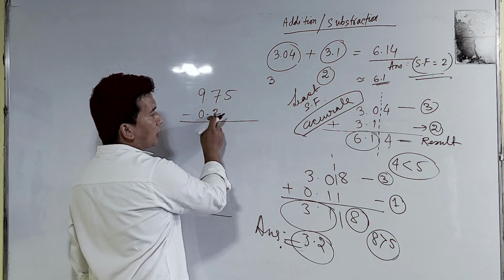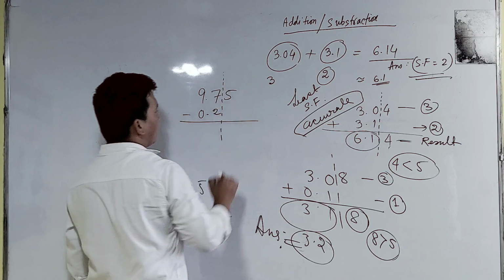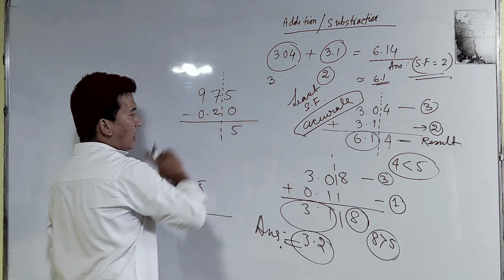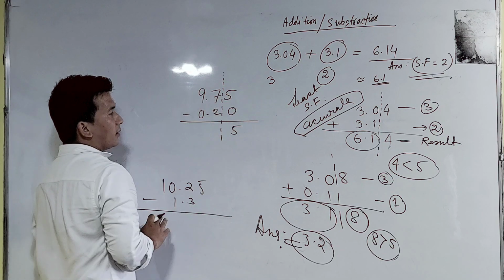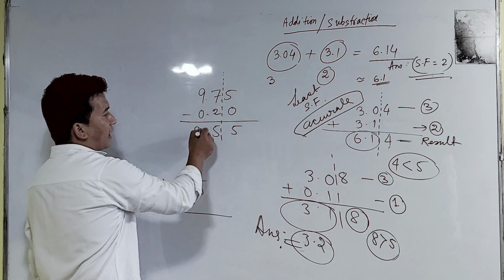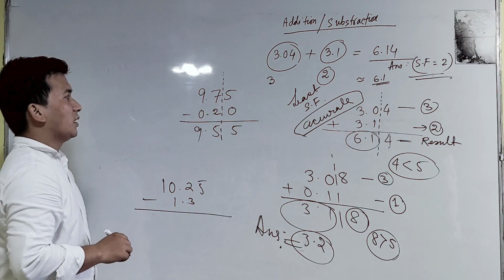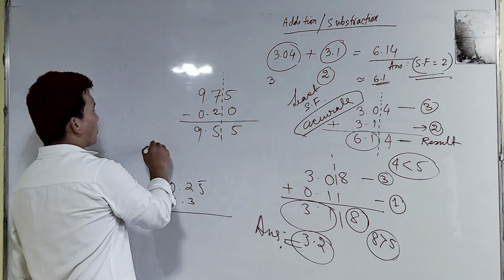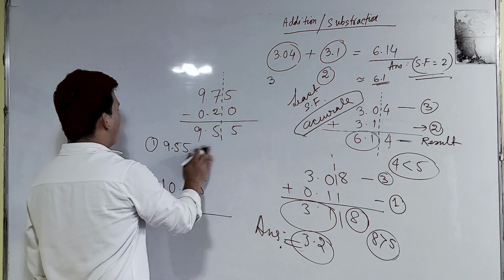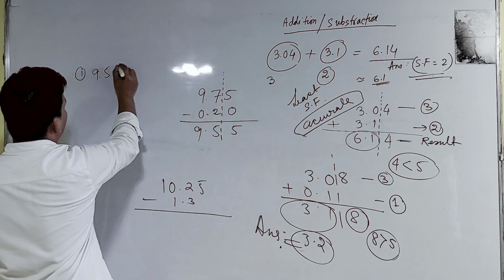We have only one digit, so we are going to mark this line. Here our answer will be this 5, simple subtraction. This will be 5, and next this will be 9, so we will be having 9.5. Will the answer be 9.5? In the exam, the options are given.